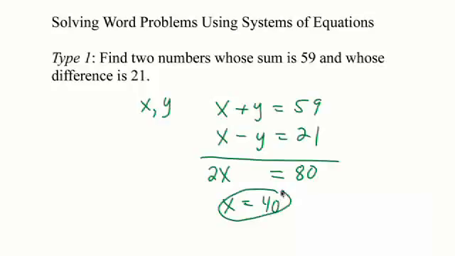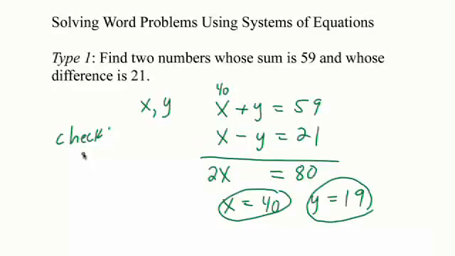To figure out y, I go back to here. I know that 40 plus y should equal 59. And to get from 40 to 59, I think I would have to add 19. So I think the two numbers are 40 and 19. Let's check my answer really quick. Let's subtract them and make sure that I get 21. Yeah, sure enough, I do. All right, so that worked. The numbers are 40 and 19.